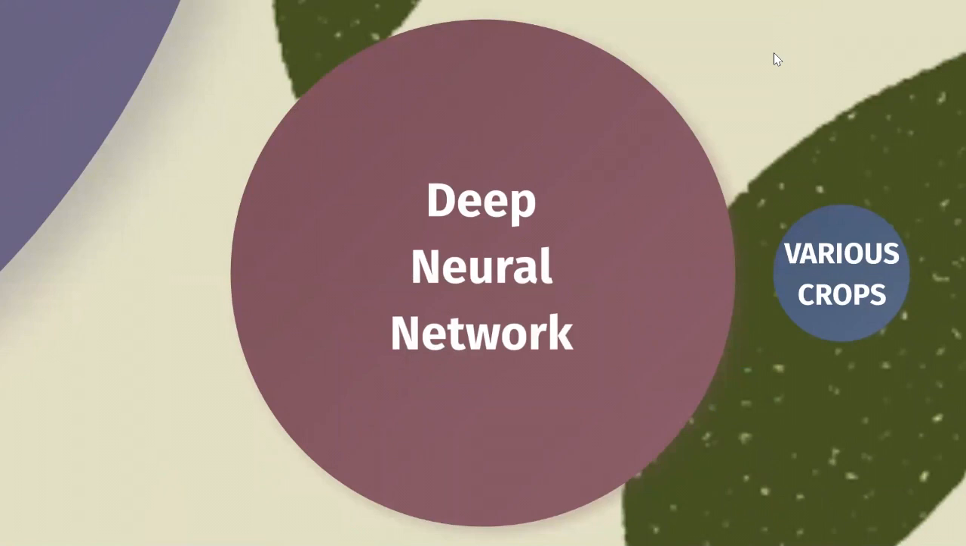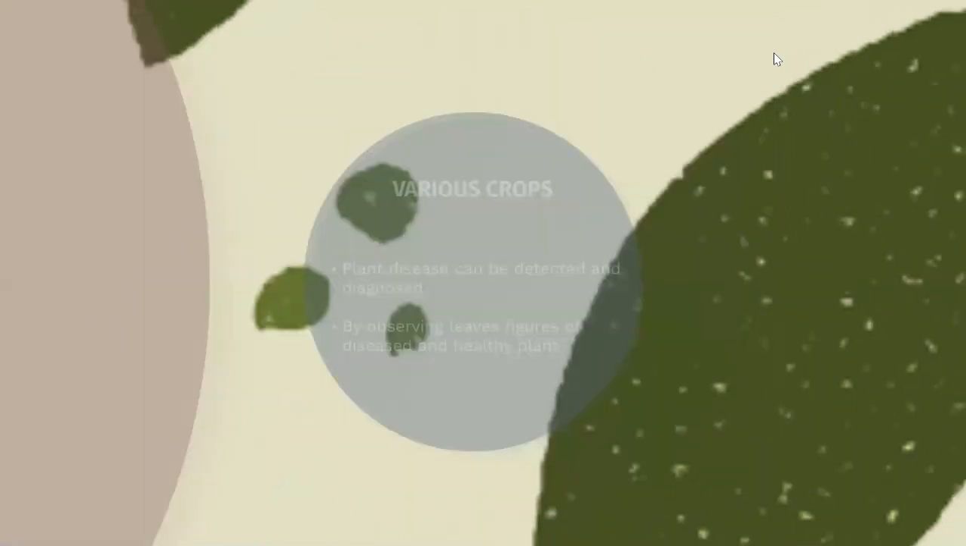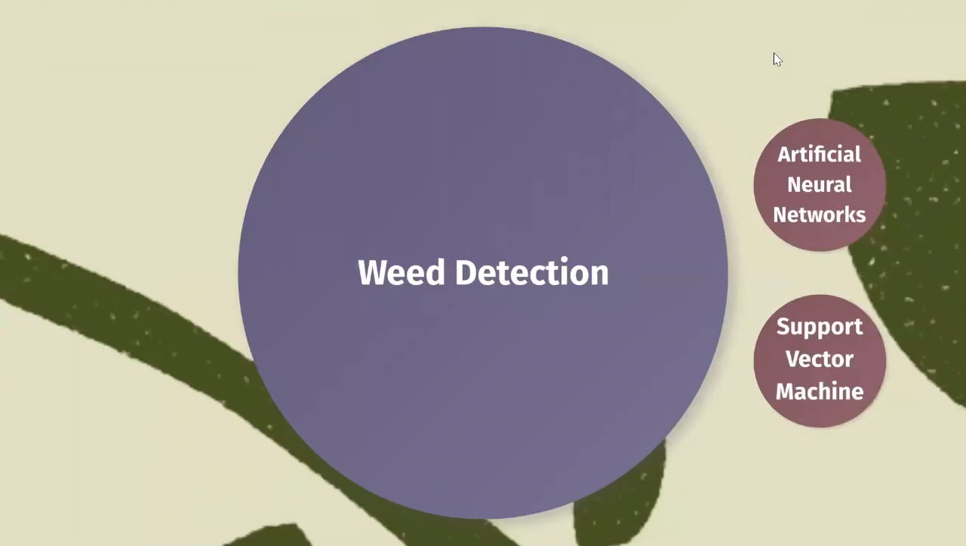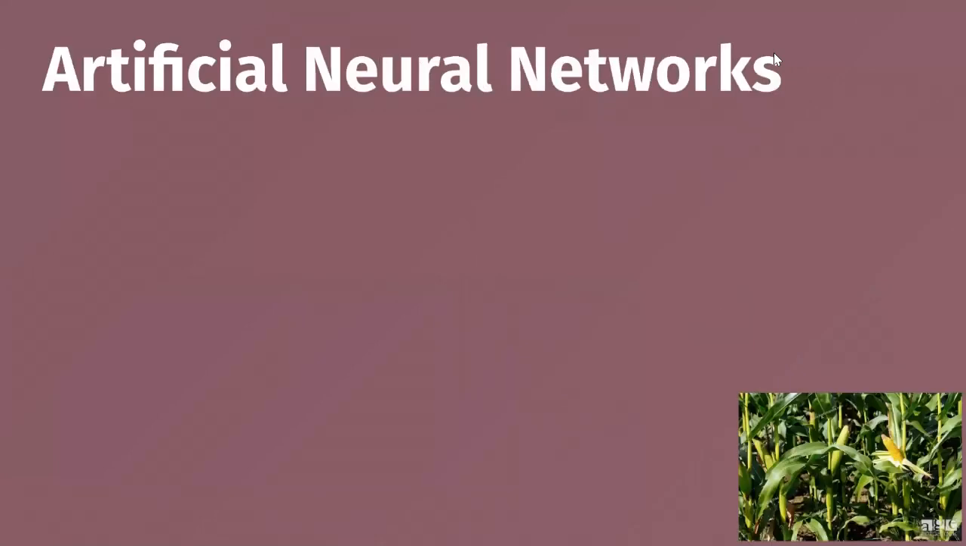Lastly, deep neural network, which is an algorithm, can be used. Plant disease can be detected and diagnosed in various crops. This can be done by observing leaf figures of disease and healthy plant. Now we have done for disease detection. We will proceed for weed detection. There are few models used in weed detection. The first one is artificial neural network.